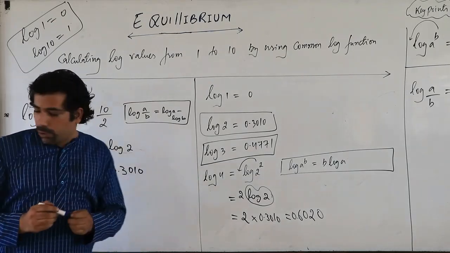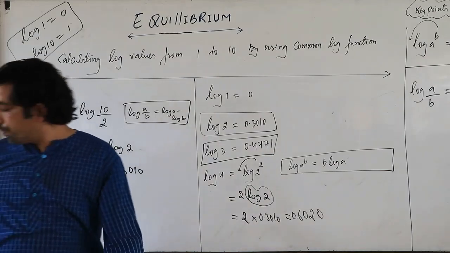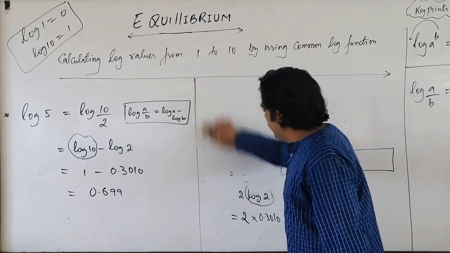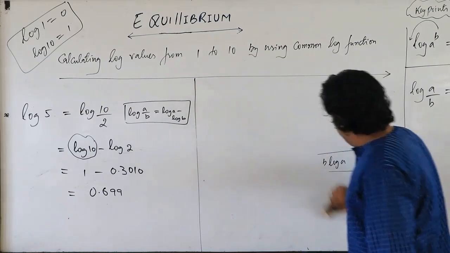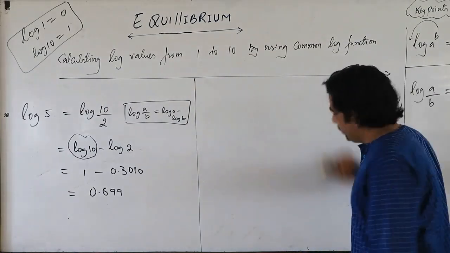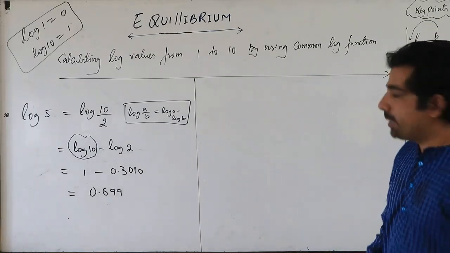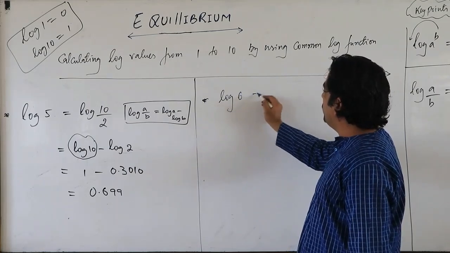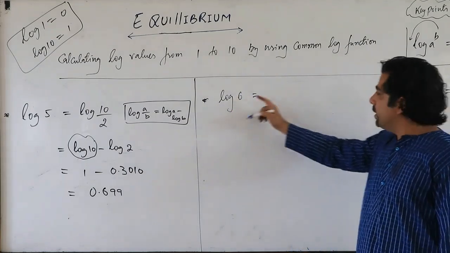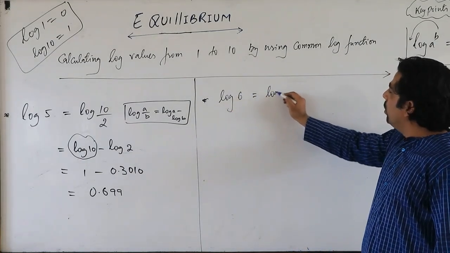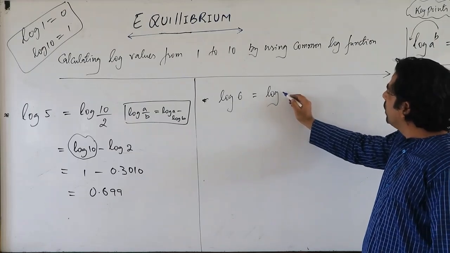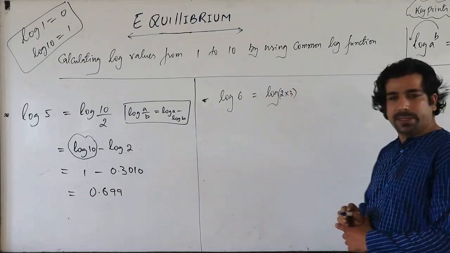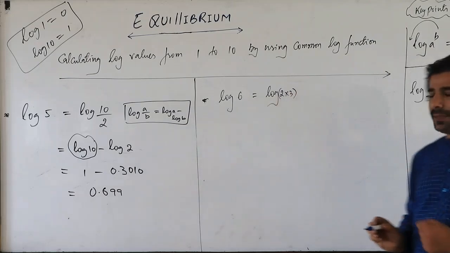I hope you have understood this expression as well. So let us go further and calculate log 6. What will be log 6, my dear friends? Log 6 is equal to, base will be 10 only, log of, let us suppose, 2 into 3. Yes, 2 into 3 is 6.